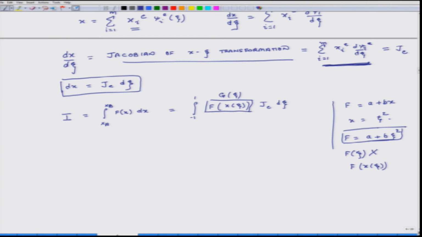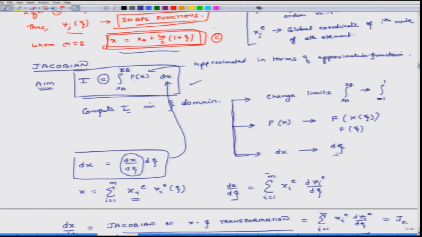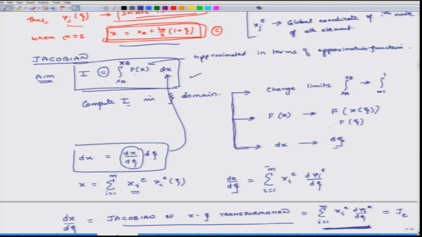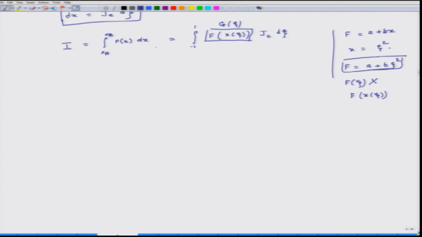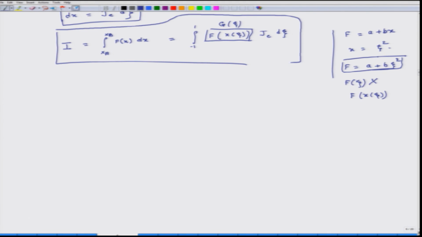So, I think earlier also this should be g. So, now in this integral, if I know the expression for g, and I already know how to calculate je, then I can integrate it in the natural coordinate system and my answer will not change. Okay, my answer will not change.